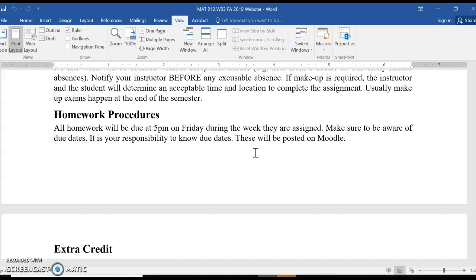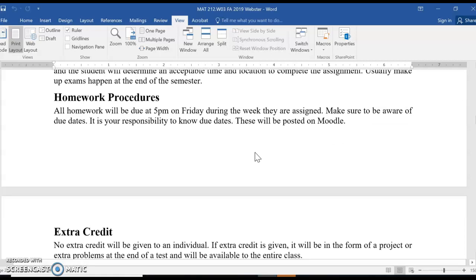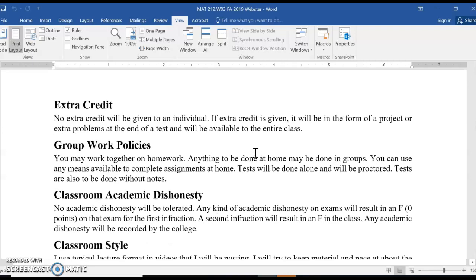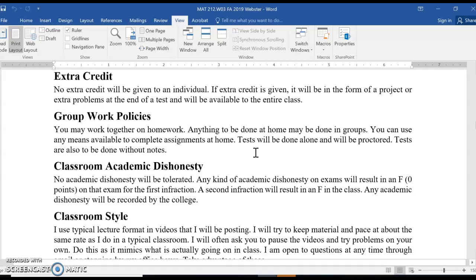The other thing that always comes up is extra credit. And as far as extra credit goes, I don't give any extra credit to an individual. There will be extra credit problems on the end of the test, but that's basically it. All right, so the only extra credit that's available is in the form of extra problems on the test. And you'll see those when you start taking the test.